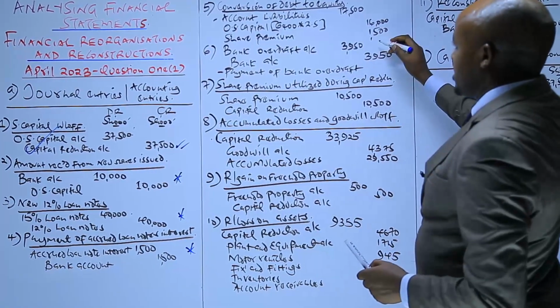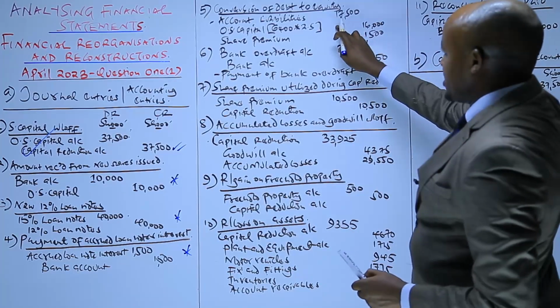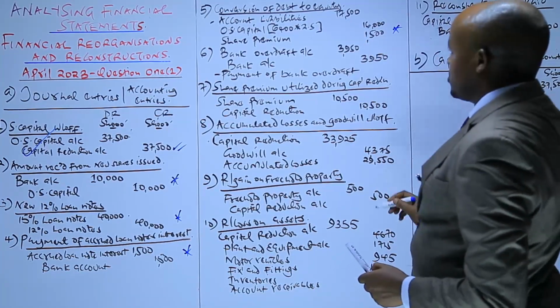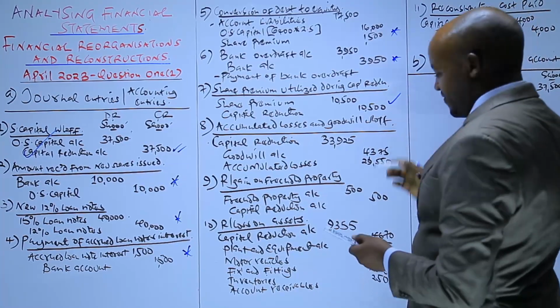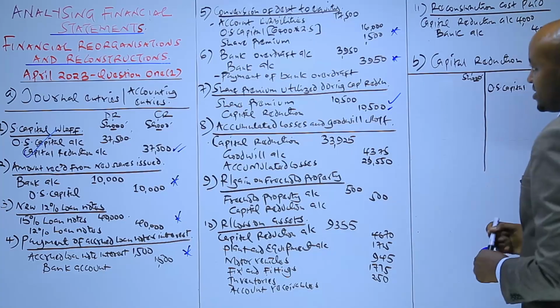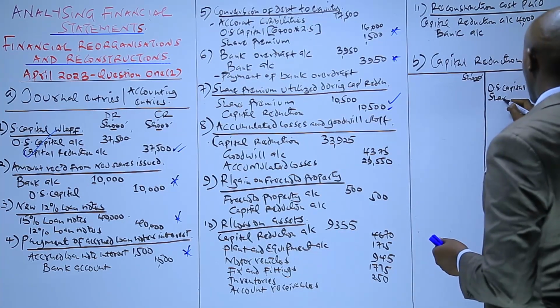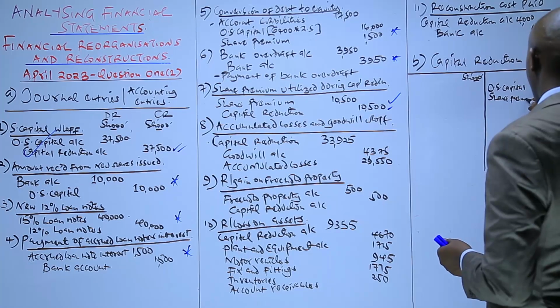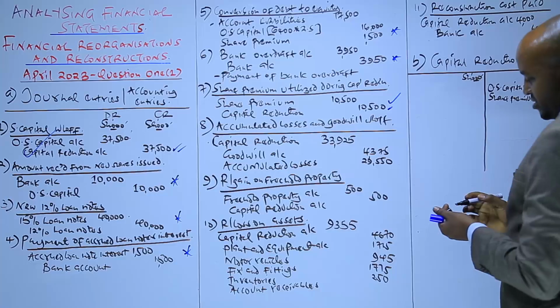What about the accounting entry number 5? Is the capital reduction being affected? No. So what about the bank? This one? No. But this one affects the capital reduction account. You can see the capital reduction account is supposed to be credited. The other entry will be in the account called the share premium, with a figure of 10,500.